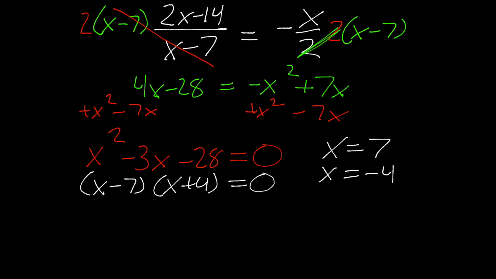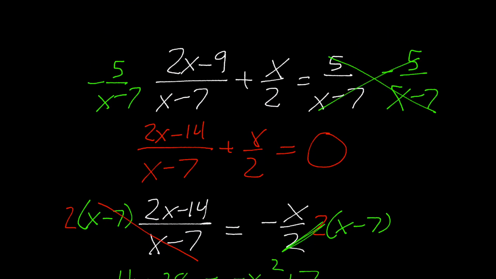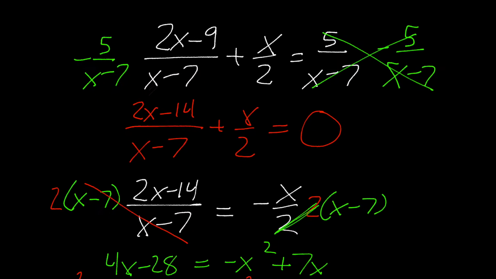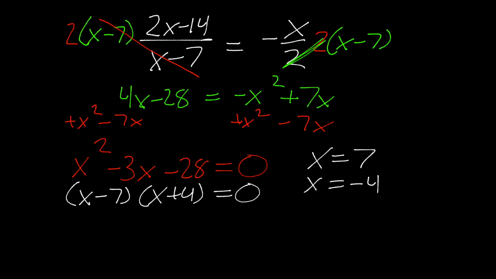Now we have a little bit of a problem. We have an extraneous solution again, because look at our original all the way up top here. We've got 2x minus 9 over x minus 7 plus x over 2 equals 5 over x minus 7. If I put 7 into the original equation, I'm going to have 0 in the denominator. So 7 is not going to work. 7 is an extraneous solution. And our only possible solution is x equals negative 4. That is the only time those rational expressions are equal to each other, when x is negative 4.